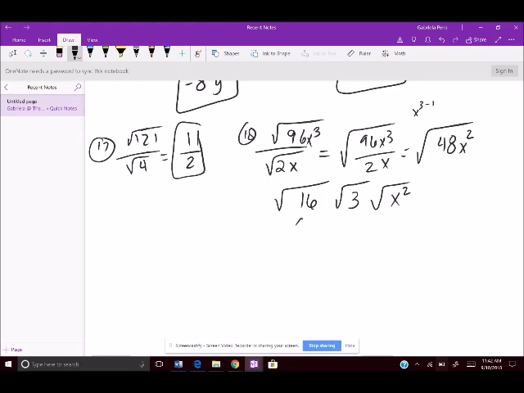So the square root of 16 becomes 4. The square root of 3 stays. The square root of x squared is x. So my answer should be 4x square root of 3. We've had problems like that in your notes and in your assignment. Yes or no? Yes. Questions?